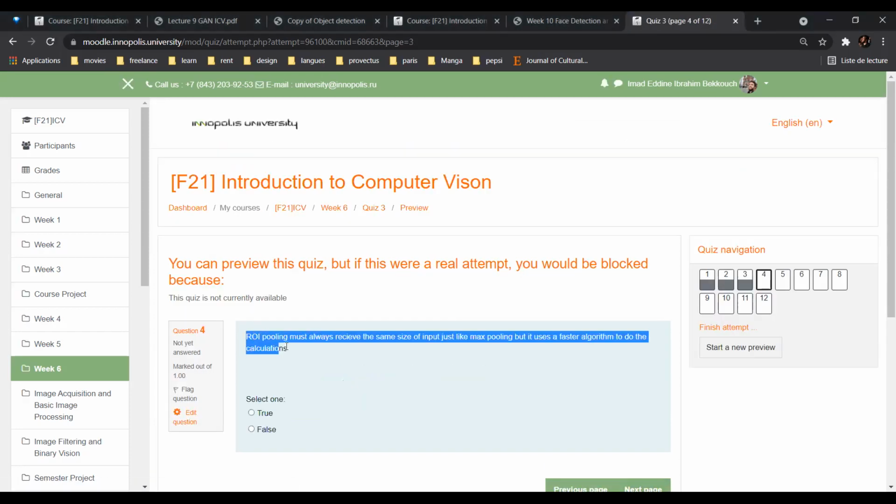Let's see. ROI pooling must always receive... This was a bit confusing, not confusing, but let's say it was a trick question, right? ROI pooling must always receive the same size of input. Now you can stop right here. Does ROI pooling always receive the same size of input? No. False. If you want to continue, just like max pooling.